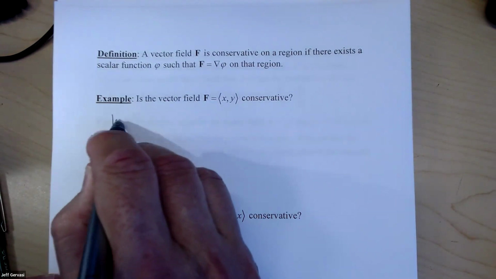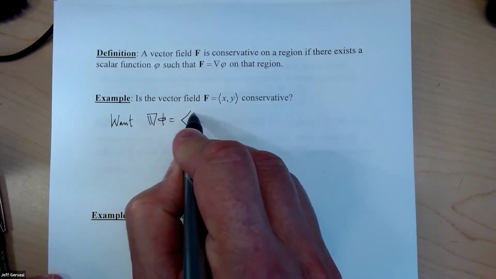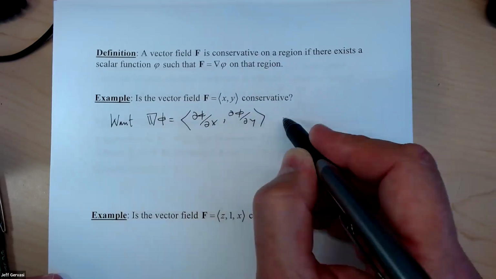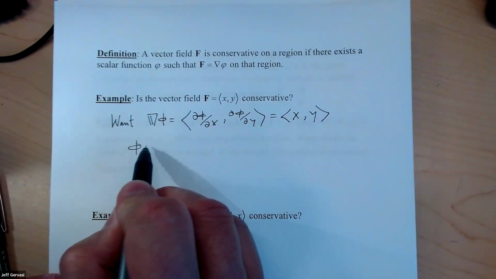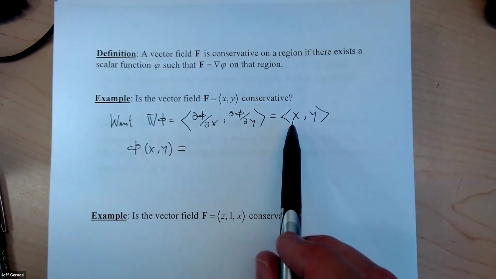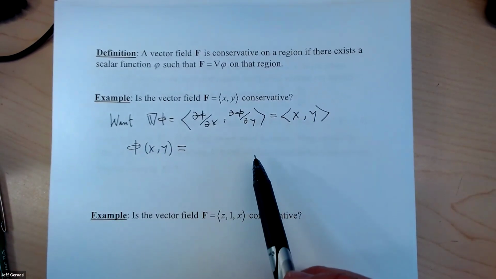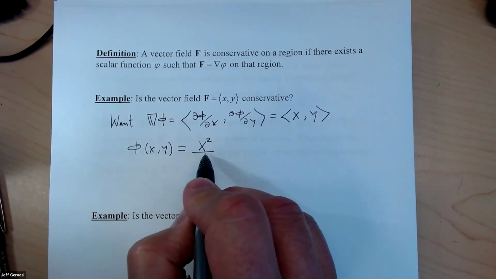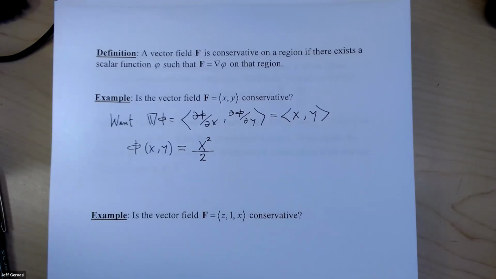Well, let's see, we want this to be true. So give me a function whose partial derivative with respect to x is equal to x, and whose derivative with respect to y is equal to y. Yeah, that'll work. x squared over 2, right? You've done this before. You're thinking antiderivatives.